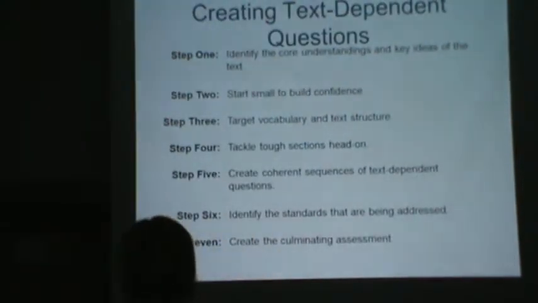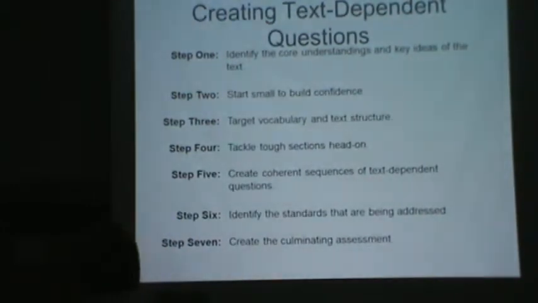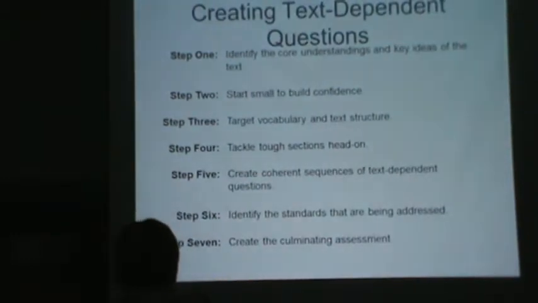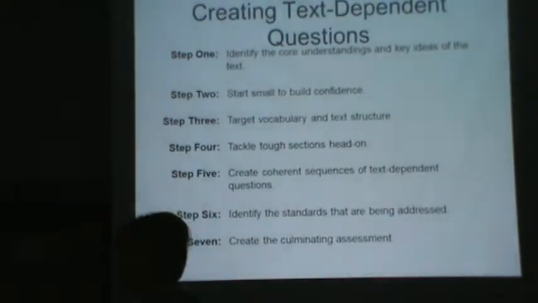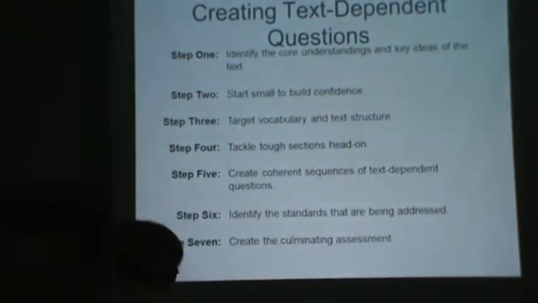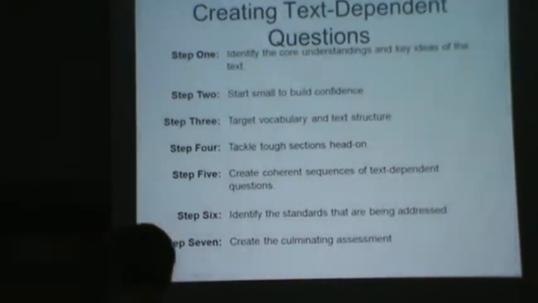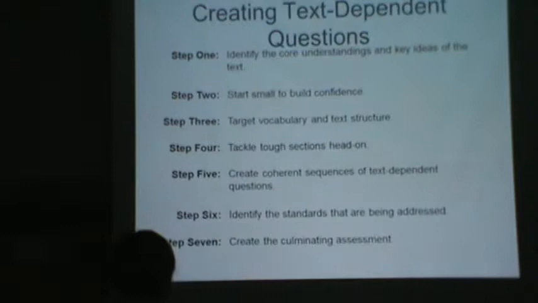Creating text-dependent questions. Identify the core understandings and key ideas of the text. And this is you writing the questions. Start small to build confidence. So you're going to have some of those lower level questions just to get them started. In first grade, when you do read aloud, I have the teachers do think aloud. If they ask a question, it's got to be text dependent, and they have to model. I know that the main character is because on page or in paragraph, whatever, they still have to cite the evidence. That's just to build confidence. You'll stay that way. Start small to build that confidence up.